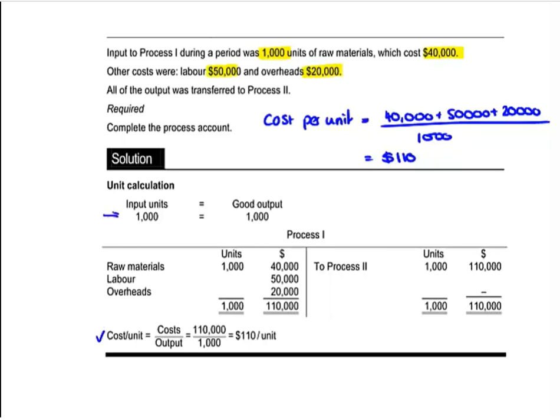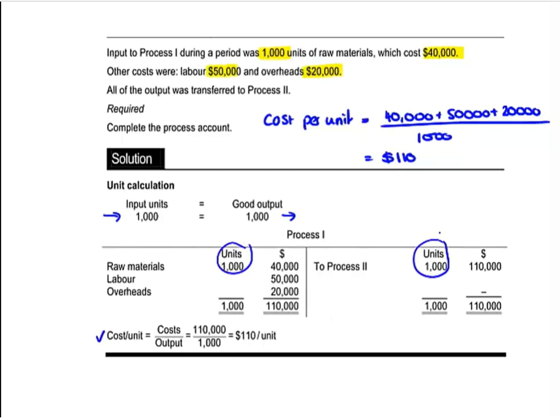What goes into process 1 is the same as what's coming out in terms of good output. On a T account then, we represent this as 1,000 units of input on the debit side and 1,000 units of output on the credit side.